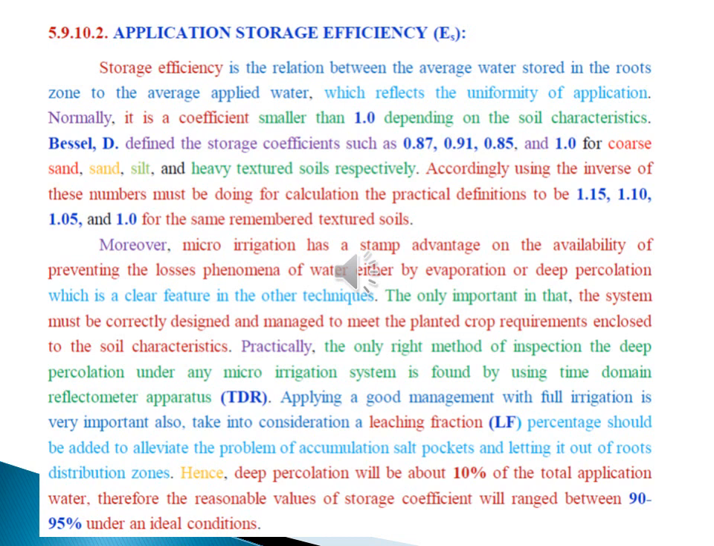respectively. Moreover, microirrigation has the advantage of preventing water loss either by evaporation or deep percolation. Practically, the only right method of inspecting deep percolation under any microirrigation system is by using the time domain reflectometer apparatus, TDR. Hence, deep percolation will be about 10% of the total applied water. Therefore, the reasonable value of the storage coefficient will range between 90 and 95 under ideal conditions.